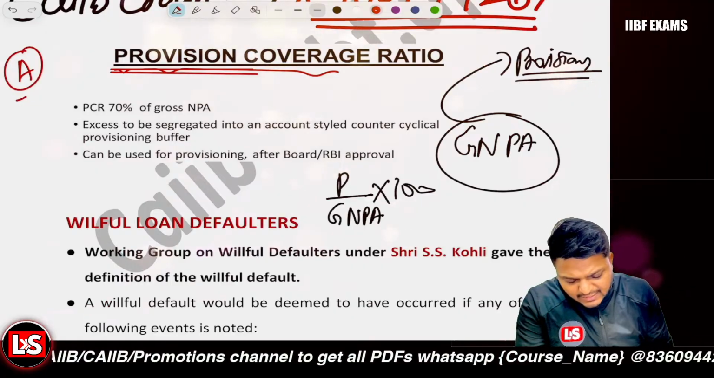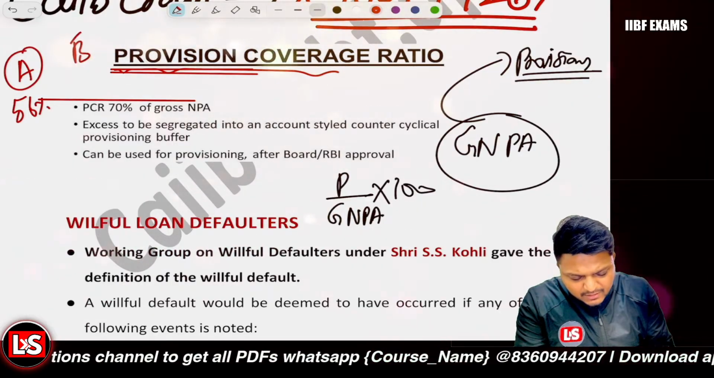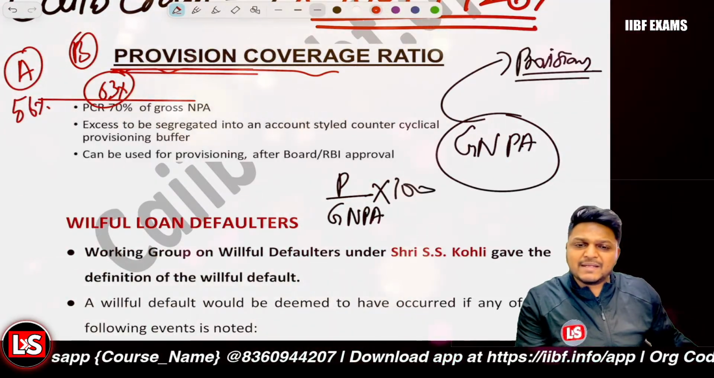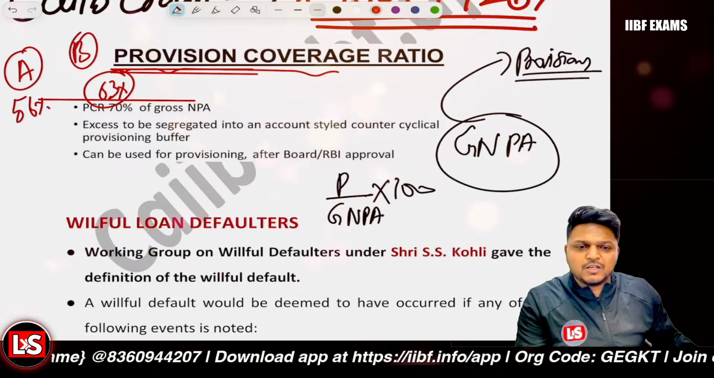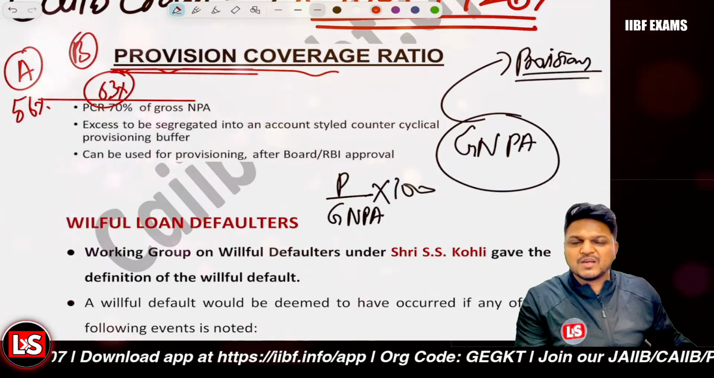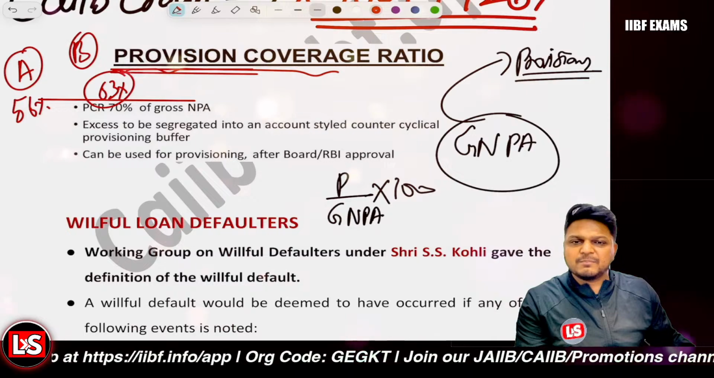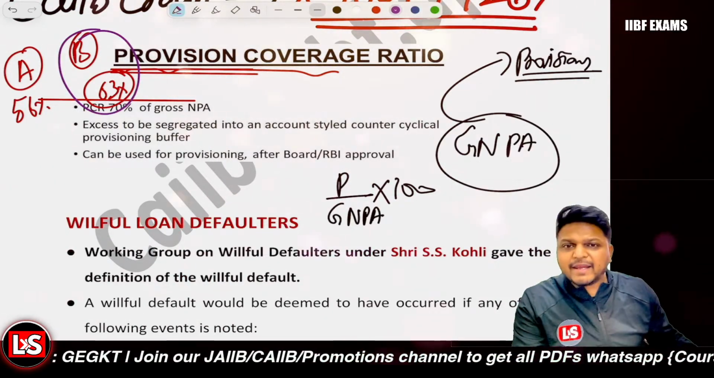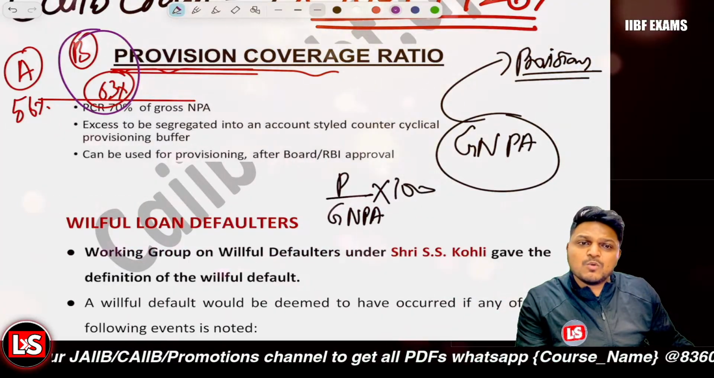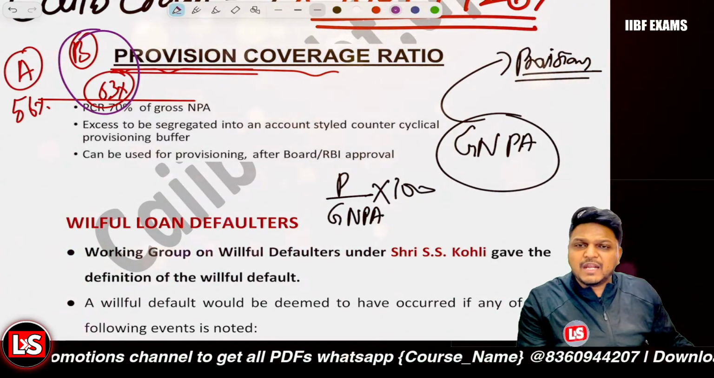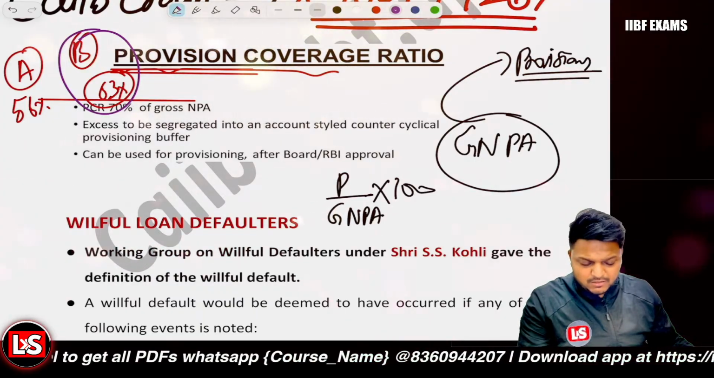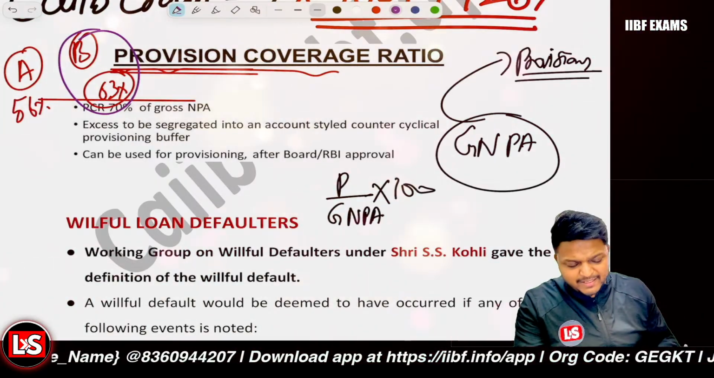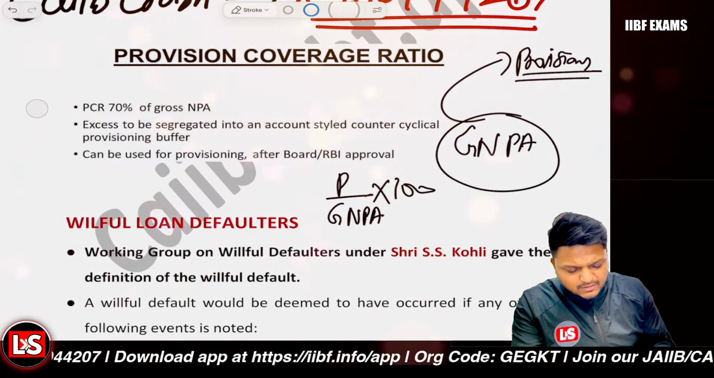So if bank A has a PCR of 56% and bank B has a PCR of 63%, which one would be considered better, bank A or bank B? Do reply at the earliest. Which bank would be considered better? It's bank B. Why? Because bank B has stronger provisioning and better financial stability, whereas bank A has higher risk involved and inadequate provisioning, right? So this is what we can indicate from the PCR levels.